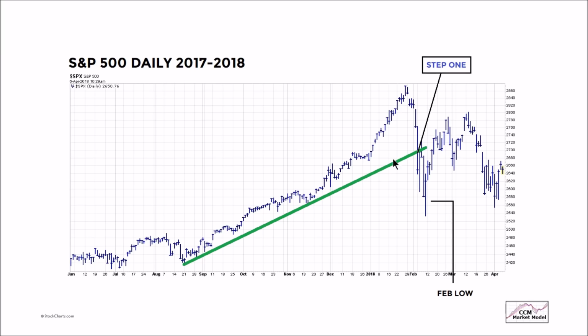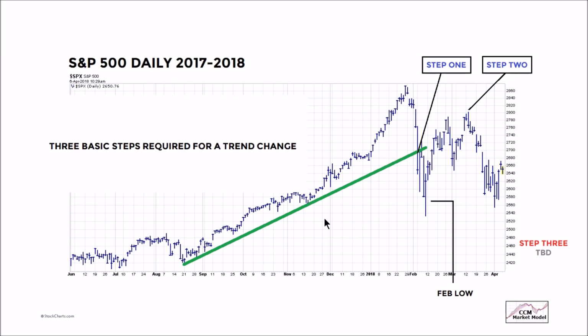Step number one, you have to break a trend line, which is exactly what happened in early February of this year. And we know if we're going to flip from a bullish trend over to a bearish trend, we have to make a lower high. We've done that. This is a discernible lower high here relative to this high here.